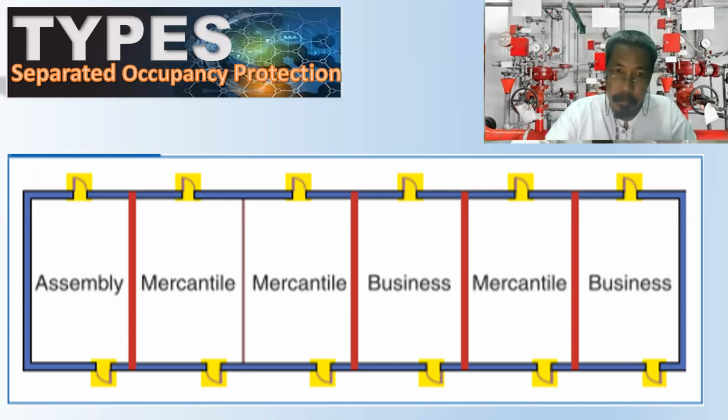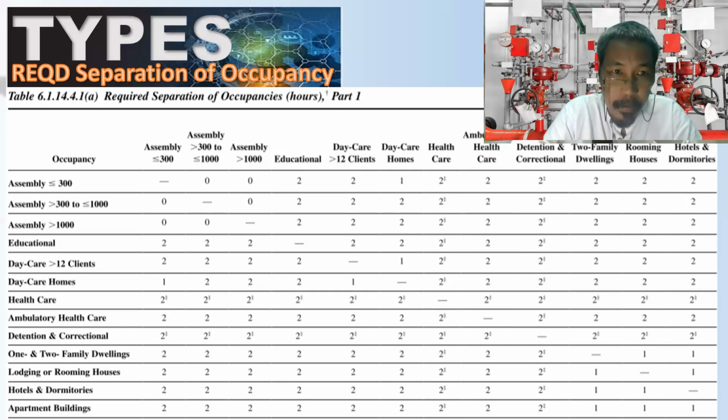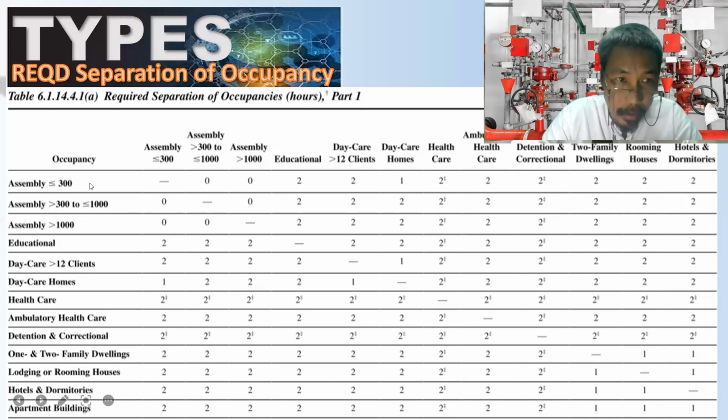So there are 5 separate areas here. So required separation of occupancies, times of hours. Different occupancy type, different requirements, and different, for example, type of assembly. Assembly with greater than 300, assembly with less than 300, and greater than 300 to less than 1,000, and greater than 1,000. They are categorized like that in terms of assembly. 300, 1,000 are the threshold.